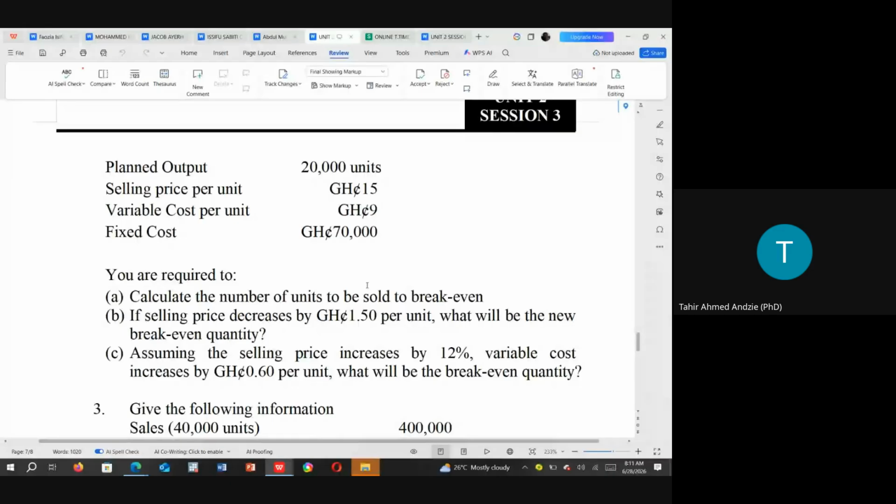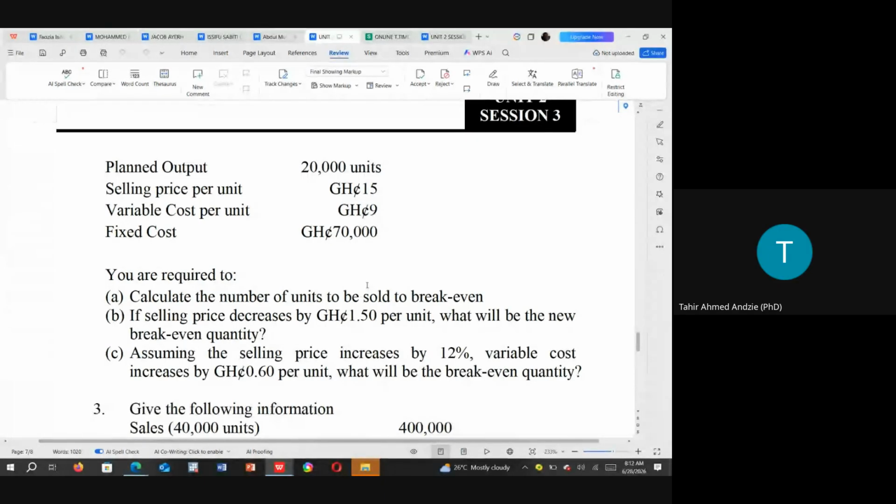Now, once you have gotten the new selling price, it means that you have to get a new contribution. The contribution you calculated, which is 6, may not hold now. So the new contribution will be 4.5, which is 13.5 minus 9, because variable cost is not changed. If the variable cost also changes, then that will also be changed.